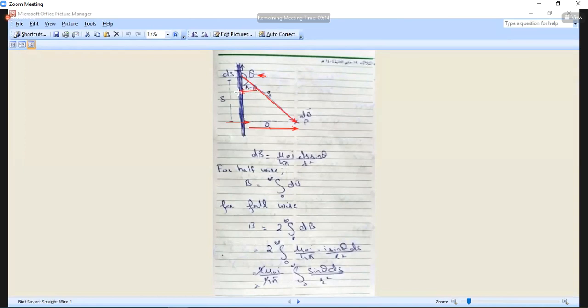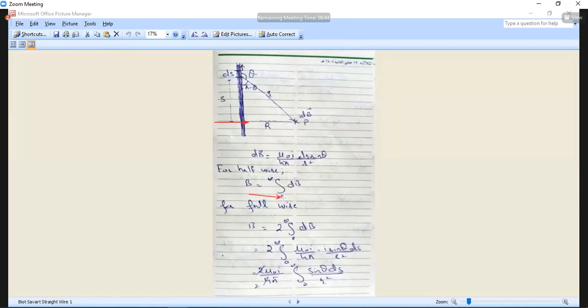Yes sir. Okay, now we will use Biot-Savart's law. So this is Biot-Savart's law here: mu naught I over 4 pi, ds into sin theta over r square. For the half wire, this is the origin, we have started from this point. So right now we are taking only the upper section, and for the upper section this law would be like this.